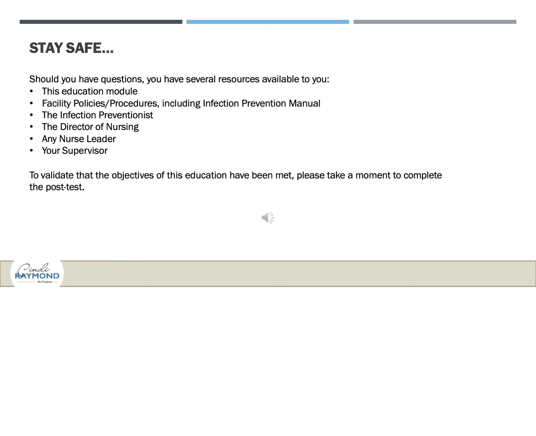Okay, now we're going to go over the post-test. So number 1, hand hygiene is the most effective way to prevent the spread of COVID-19 and other infections. True. How would you obtain the correct contact time for a disinfectant? C, read the product label. Contact time is the amount of time required for a surface to remain wet for germicidal activity to take place.